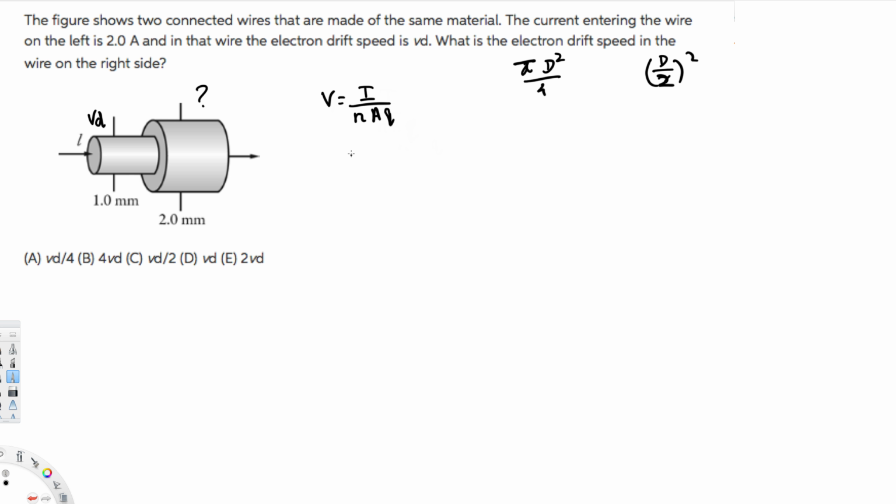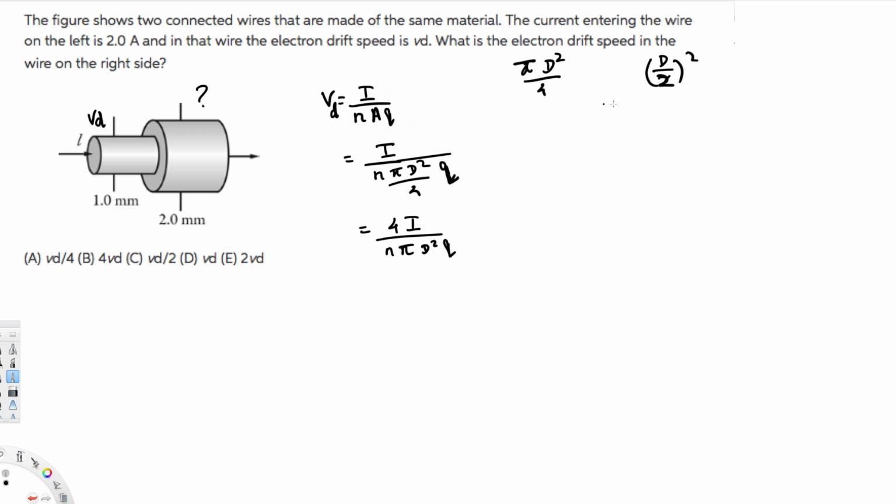If I plug it into this equation, this is going to be I over n pi d square by 4 q. So that's going to be the equation when we don't change anything. We can bring the 4 to the top, so this is going to be 4I over n pi d square q, right? So this is going to be the equation for the original location. Now let's see what happens if we double this diameter.